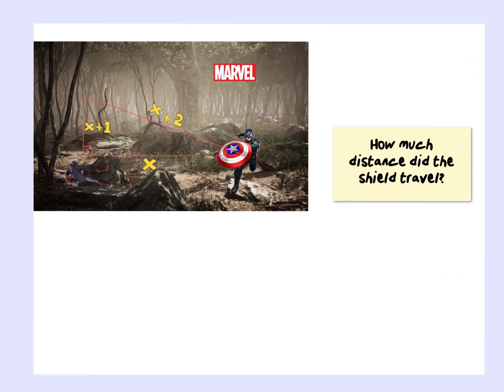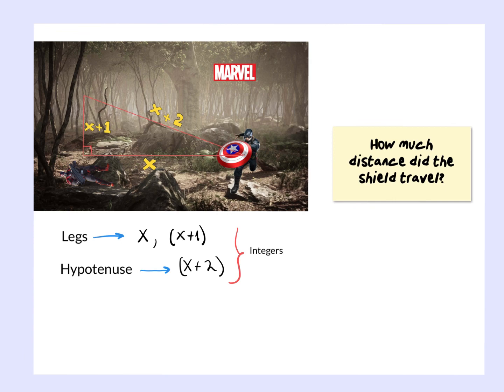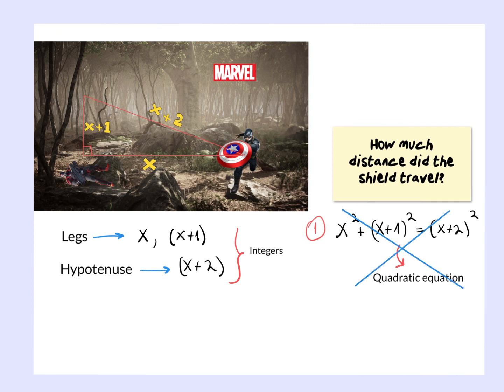For this problem, the trajectory of the shield was a right triangle, with legs x and x plus 1, and hypotenuse x plus 2. These are all integers. One way of solving this problem is to write the Pythagorean theorem. The first leg squared plus the second one squared is equal to the hypotenuse squared. This is a quadratic equation with x as the unknown value. Since we haven't talked about quadratic equations, we won't do it this way. The second way is using Pythagorean triples.